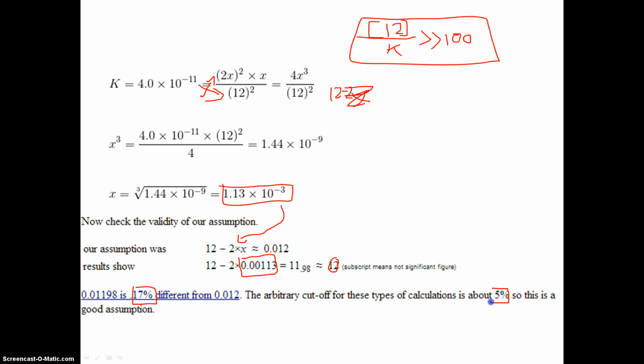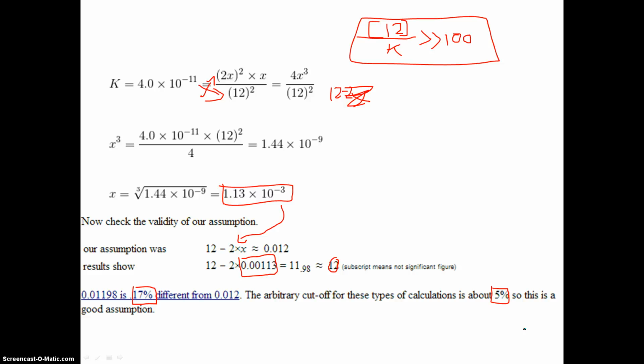The cutoff for significance is 5%. So 0.17, well under 5%. That was a valid assumption. Please, on the quiz, if you use this assumption, write down why you used this assumption, that it was less than 5%. So that's one type of question.